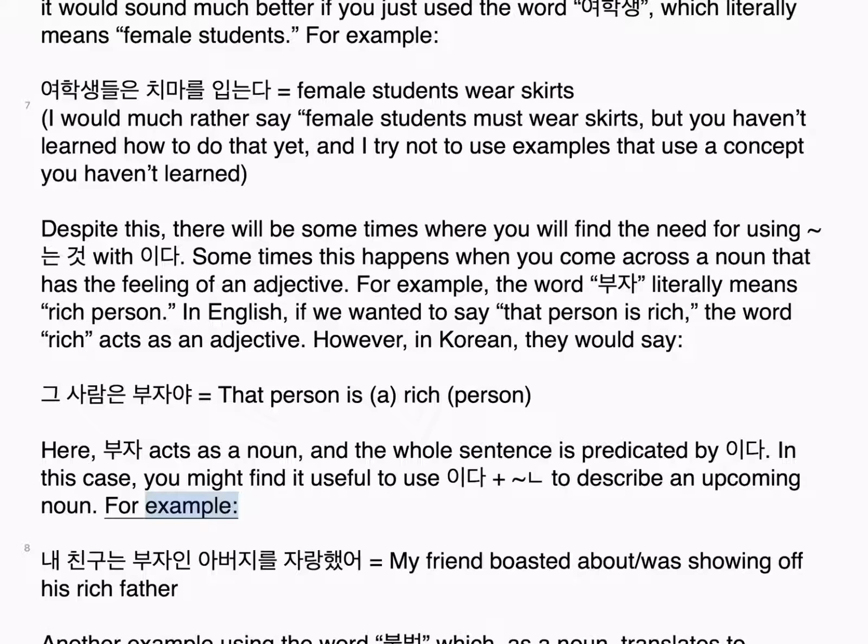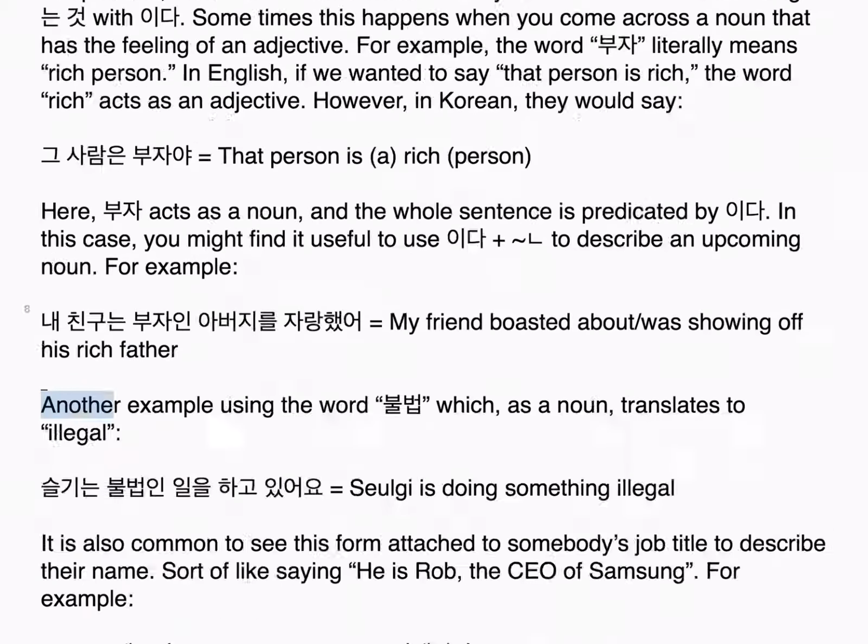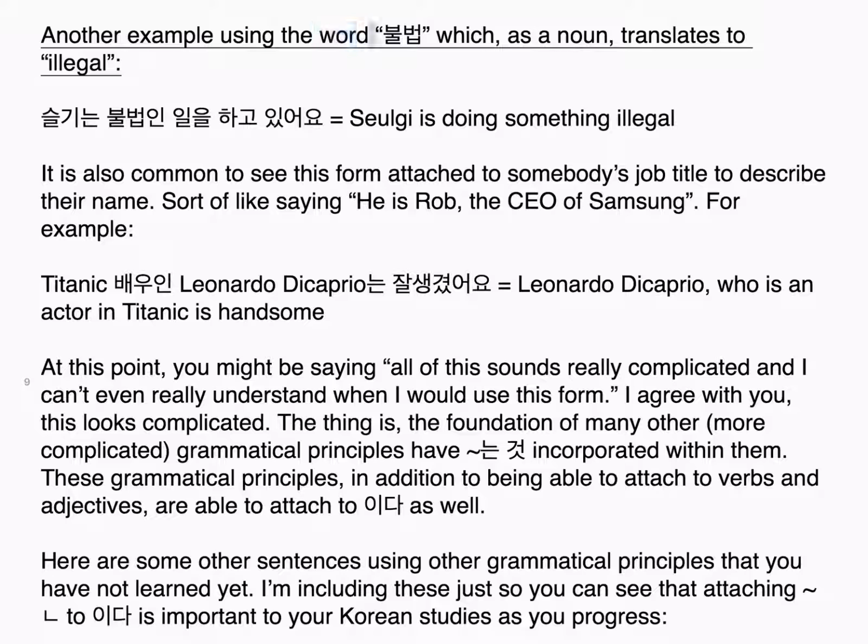For example, 내 친구는 부자인 아버지를 자랑해서 equals my friend boasted about, was showing off, his rich father. Another example using the word 불법, which, as a noun, translates to illegal. 슬기는 불법인 일을 하고 있어요 equals Sulgi is doing something illegal.